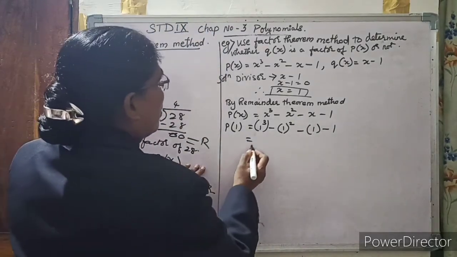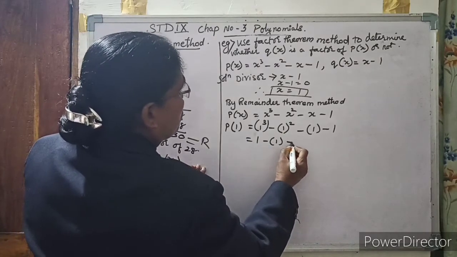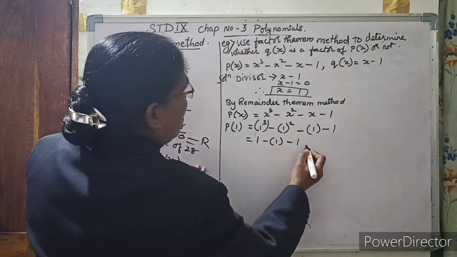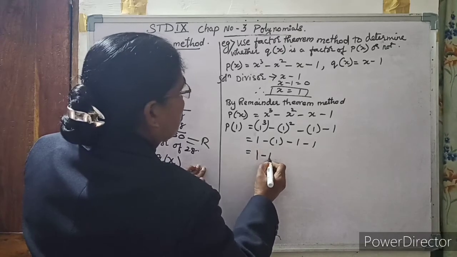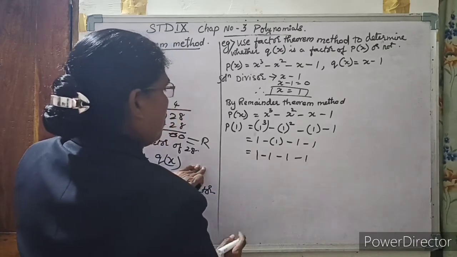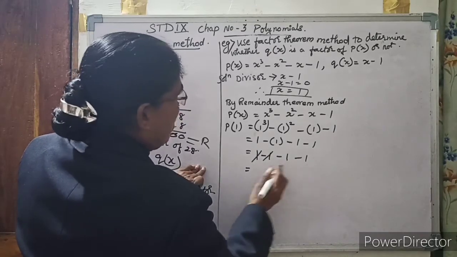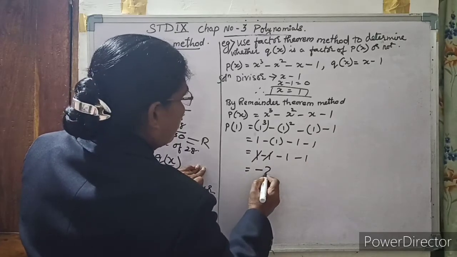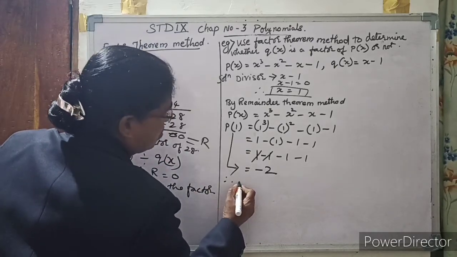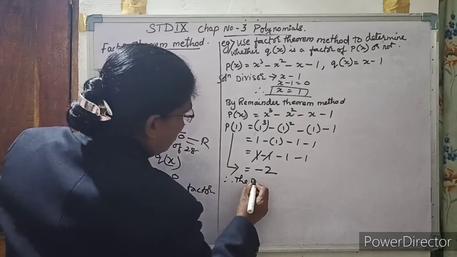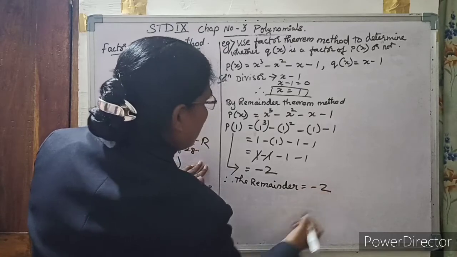Now see here, this 1 cube is 1 only, minus 1 square is 1 only, minus plus two minus is minus 1, and this minus 1 as it is. Now it equals 1 plus 2 minus is minus 1, this is minus 1 and again this is minus 1. Plus 1 minus 1 cancels, we are left with minus 1 minus 1. Both signs are the same, so add and put the same sign. So we get minus 2. Polynomial p(1) equals minus 2. Therefore the remainder is minus 2 we have got.